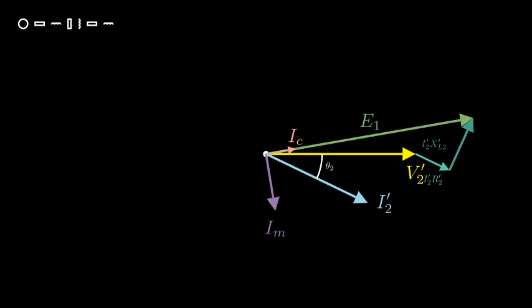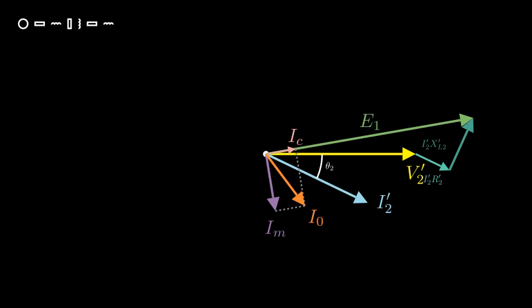The other part of the no-load current accounts for energy lost as heat in the iron core. We model this as a resistive loss. This core loss current, IC, is therefore in phase with the voltage E1 that drives it. The total current the transformer draws when idle, the no-load current I0, is simply the vector sum of the magnetizing and core loss currents.